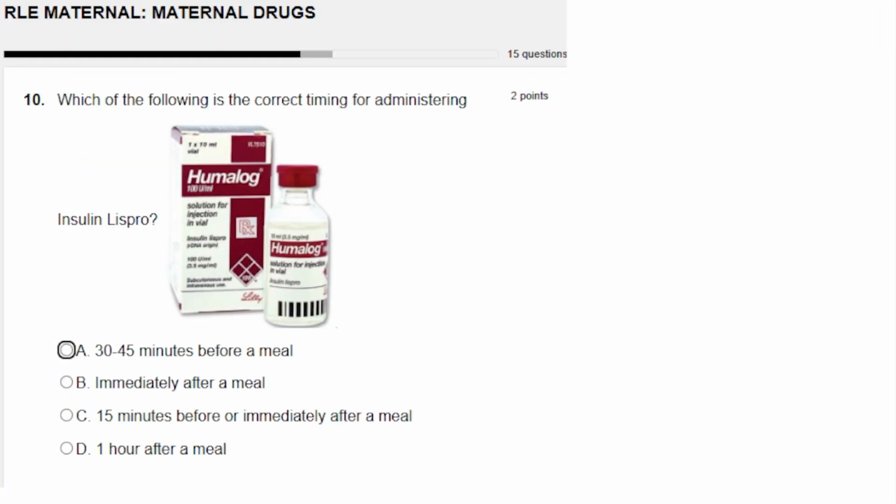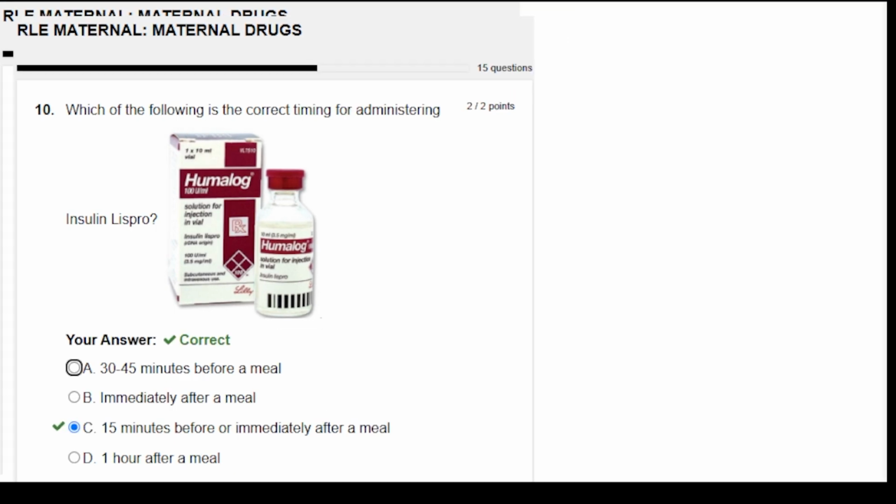Which of the following is the correct timing for administering insulin lispro? A. 30 to 45 minutes before a meal. B. Immediately after a meal. C. 15 minutes before or immediately after a meal. Or D. 1 hour after a meal. The answer is C. 15 minutes before or immediately after a meal. Next question.